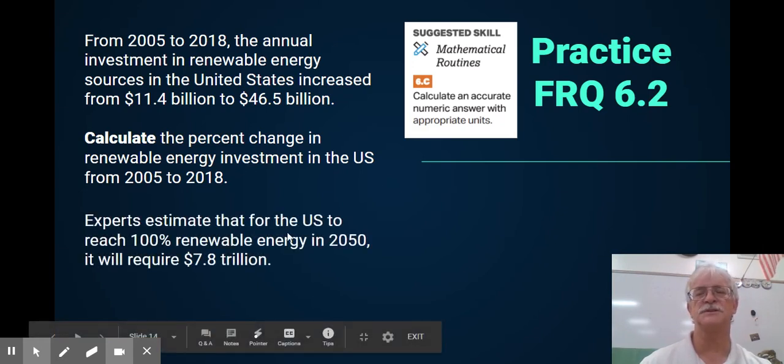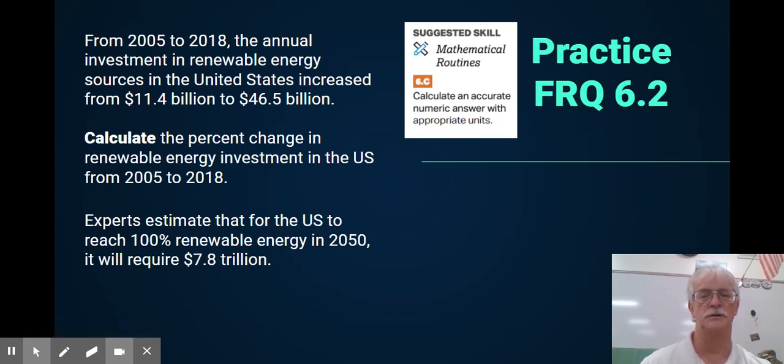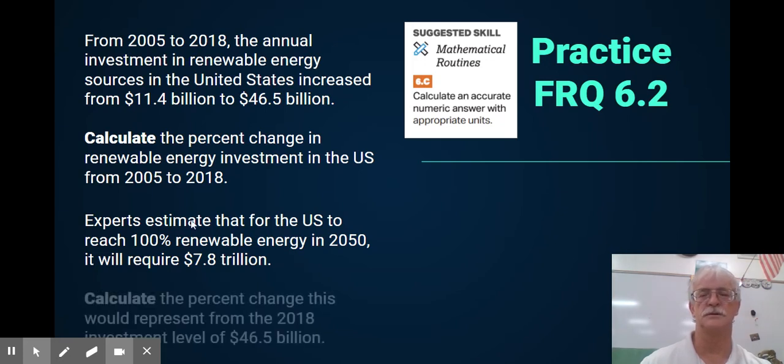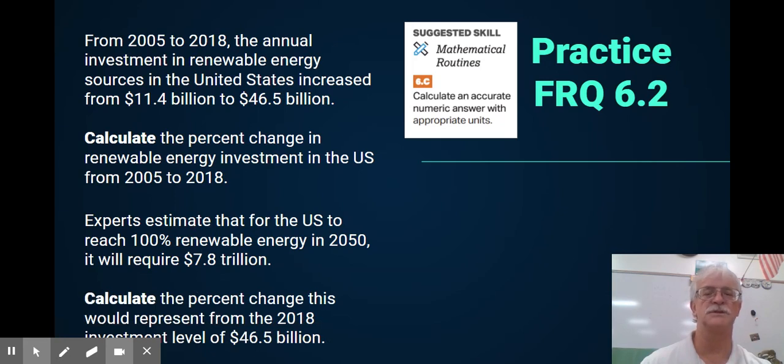Second, experts estimate that for the United States to reach 100% renewable by 2050, it would cost $7.8 trillion. Can you calculate the percent change this would represent from the 2018 investment level of $46.5 billion?